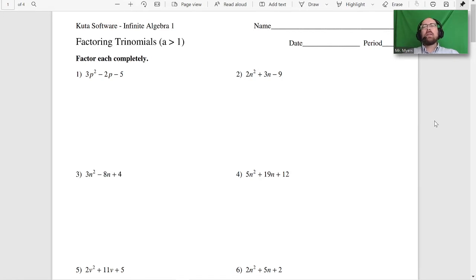This is factoring trinomials. It says a greater than 1, but a could be pretty much anything that's not 1 or 0, so it could be a fraction or something as well. But we're just dealing with nice integers here. So that's what we're going to do, and I'm going to show you the steps for this. If you're trying to solve trinomials, there's actually a faster method, but it only works when you're trying to solve them, not when you're just trying to factor them and get the correct factors.